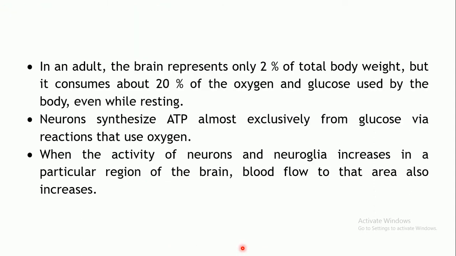And from here the blood will be returned back to the heart. Now the adult brain occupies roughly 2% of the total body weight. Just 2% of the total body weight. But as far as the consumption of oxygen and glucose is concerned, it consumes roughly 20% of the total body supply, even if you are resting.